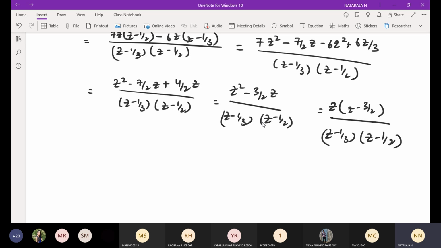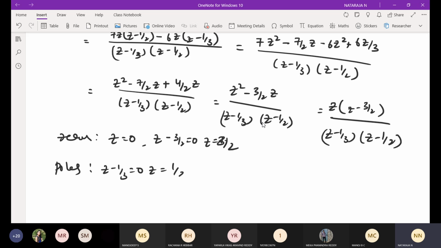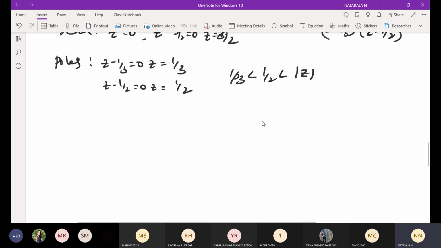Now if I find the poles and zeros, the zeros will be z equal to 0, and z minus 3/2 equal to 0, so z equal to 3/2. The poles: z minus 1/3 equal to 0, so z equal to 1/3, and z minus 1/2 equal to 0, so z equal to 1/2. These are the poles and zeros. Then your ROC will be magnitude of z greater than 1/2. It means that we are going to get it like this.